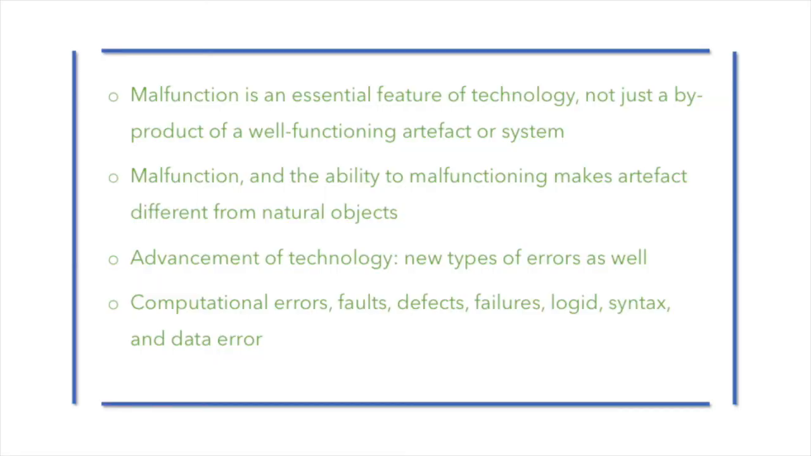Some types of errors are computational errors, defects, faults, and failures, logic, data, and syntax errors. The major problem is to distinguish between the cause of an error and an unwanted effect of malfunctional occurrence. Regarding software errors, engineers tend to use the word bug when any error occurs in software, for instance, while in the case of hardware and artifacts in general, failures are usually described as malfunction.